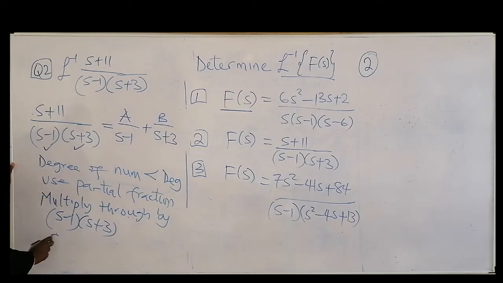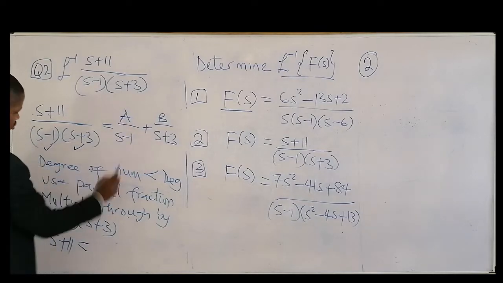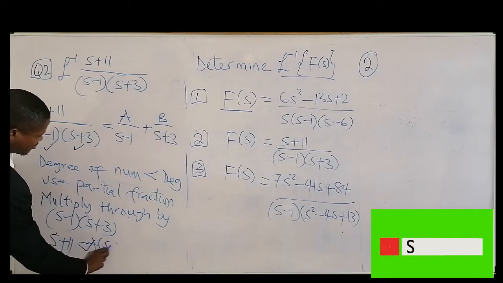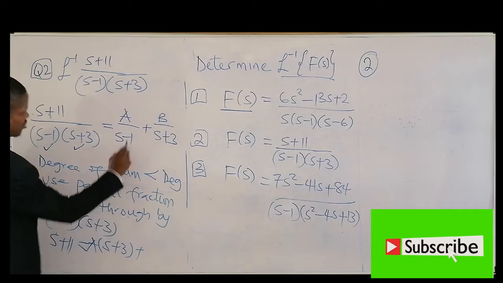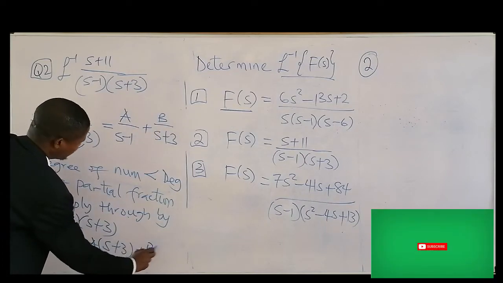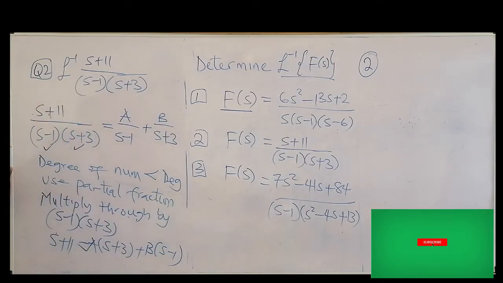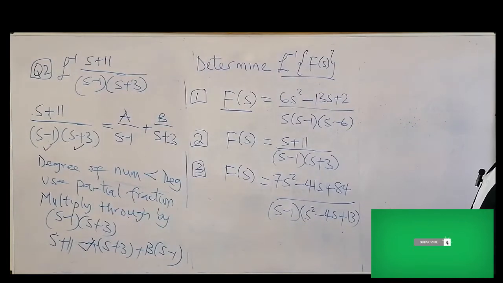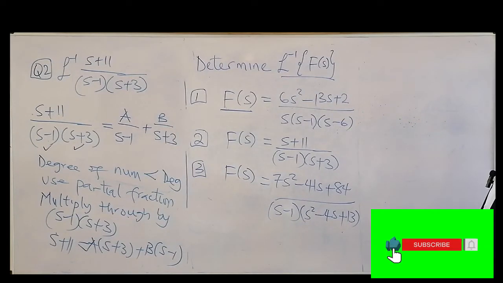And that will be equal to what? Numerator equal to this one times this one. That's A times x plus 3. Then plus this one times this one. B times what? x minus 1. The next thing to do is to look for a way to cancel one and generate another one.